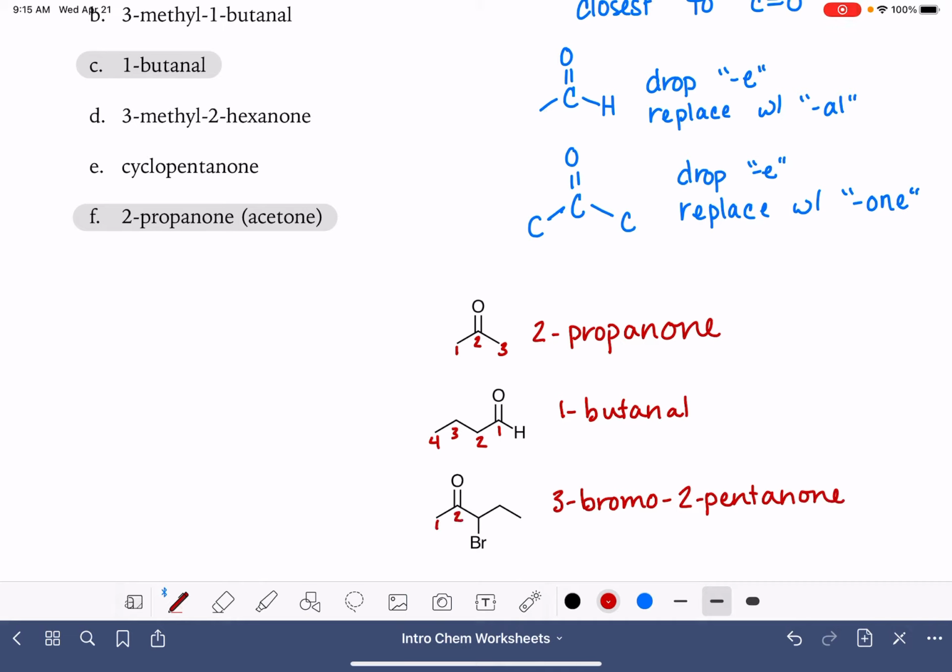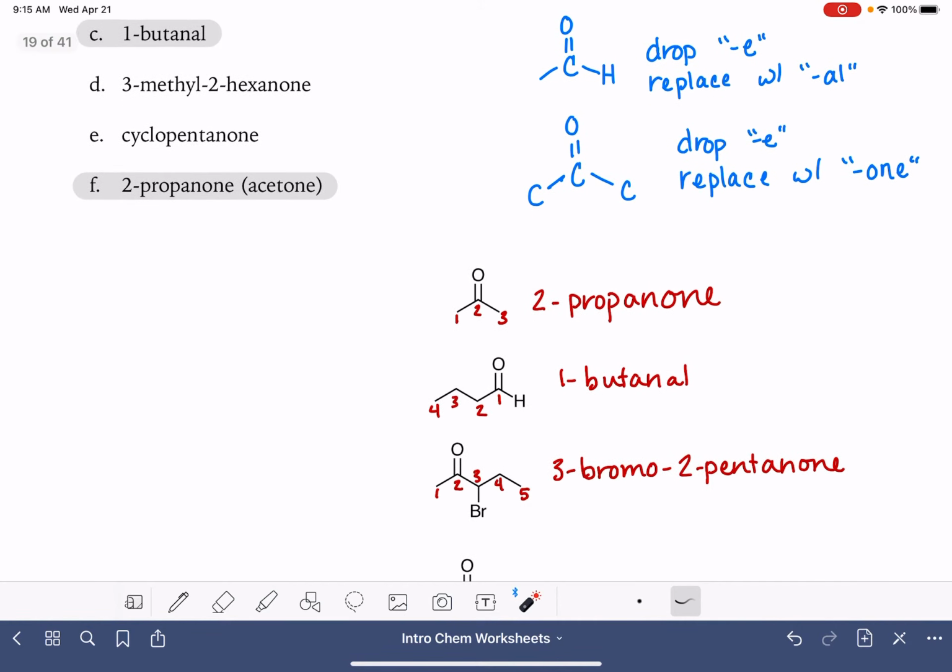We want to number our carbon chain on the end closest to the carbon-oxygen double bond. So that's a 5-carbon chain, so it's a pentan-, and it gets the ending -one because it's a ketone. This 2 is telling us that the carbon-oxygen double bond is on carbon number 2. And our branch is on carbon number 3, and it is a bromo.